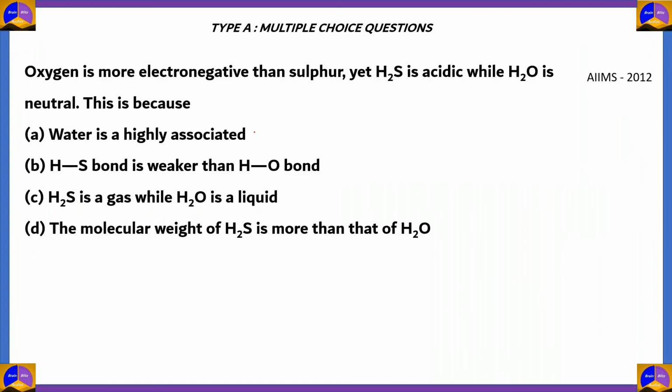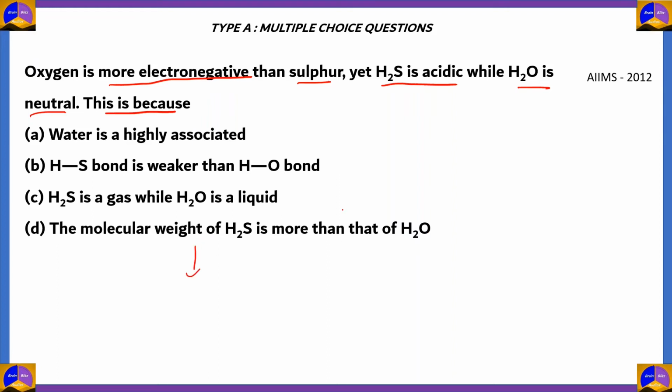Next question. Oxygen is more electronegative than sulfur, yet H2S is acidic while H2O is neutral. This is because: A, water is highly associated. B, HS bond is weaker than HO bond. C, H2S is a gas while H2O is a liquid. D, the molecular weight of H2S is more than that of H2O. Let's look at each of our options.